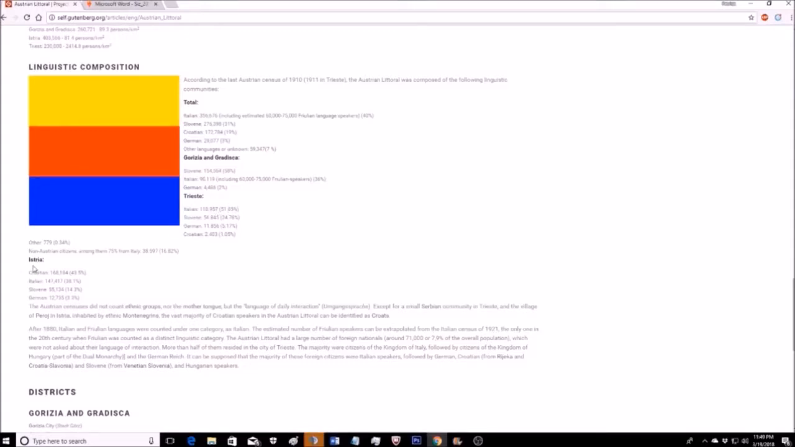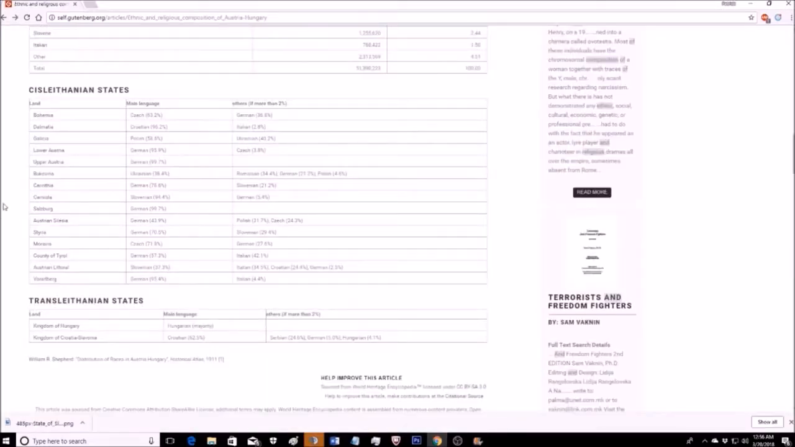Now let's take a look at Istria here. Croatians, 168,184, 43.5%, where Italians were 147,417, 38.1% of the population. But it gets even worse, guys. When the war finally came to an end with the Treaty of Versailles, Italy claimed that they also had a rightful claim to Dalmatia, because that was guaranteed to them in the Treaty of London in 1915 when Italy joined the Triple Entente.